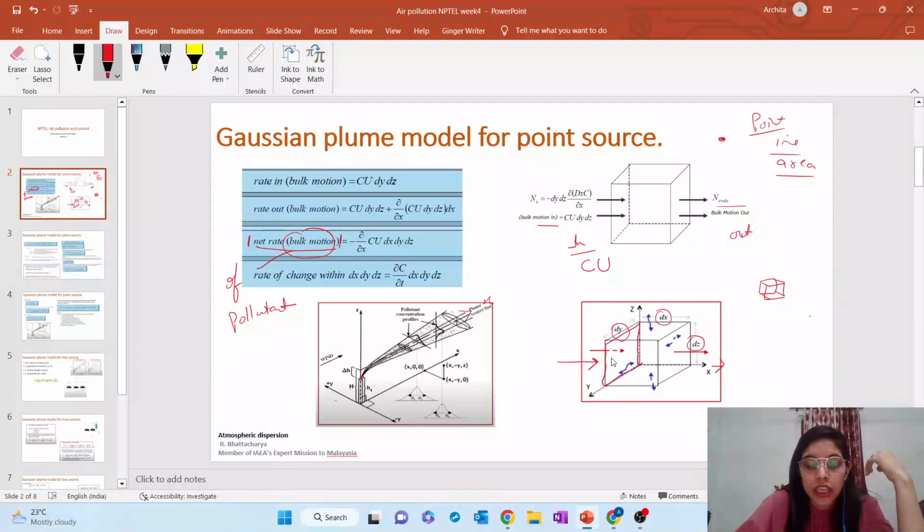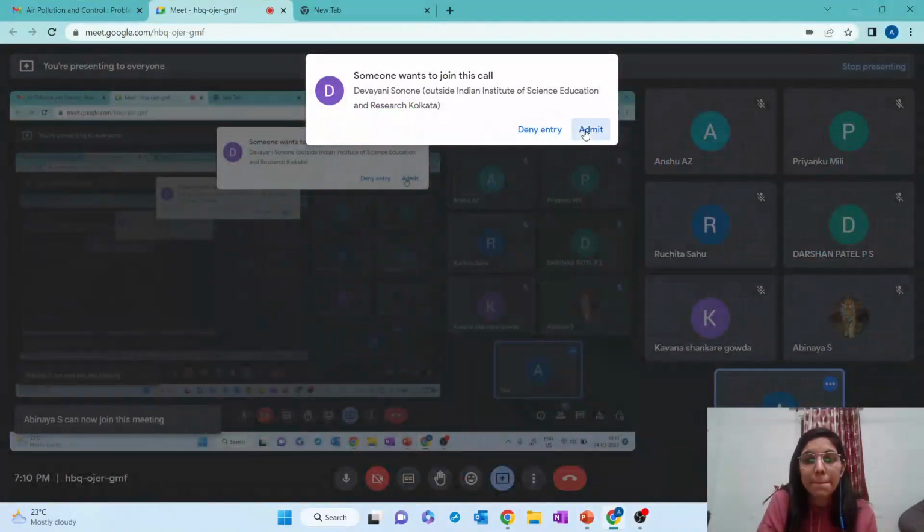And for this plane, if it's a cube, its area is side square. If it is a rectangle, it is length into breadth or breadth into height. So similarly for this plane, the area would be dy and this is dz, right?